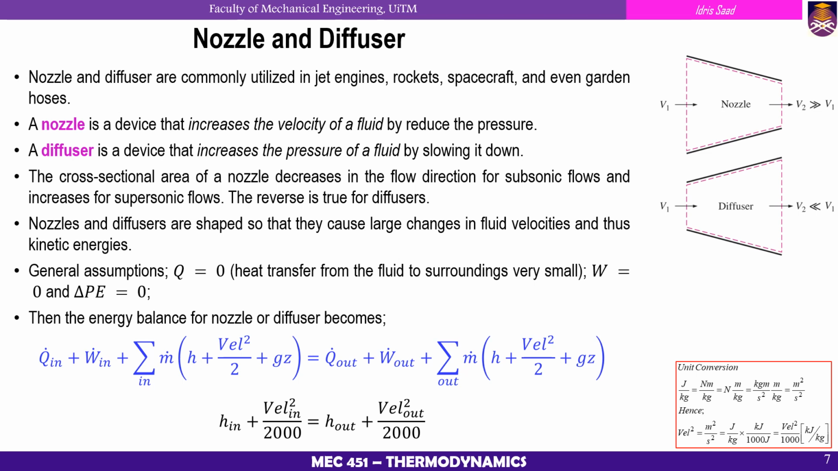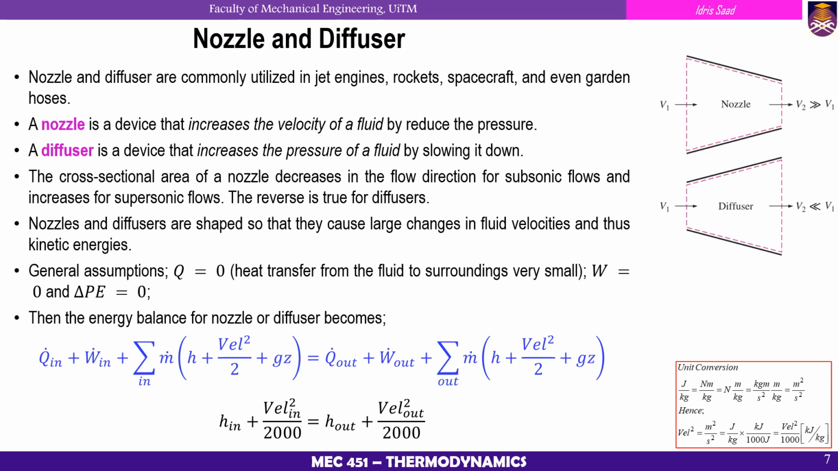In this slide, we will discuss the nozzle and diffuser. Basically, nozzles and diffusers are commonly utilized in jet engines, in rockets, in spacecraft, and even in garden hoses. A nozzle is defined as a device that increases the velocity of the fluid by reducing the pressure of the fluid. The simplest example of a nozzle is the garden hose.